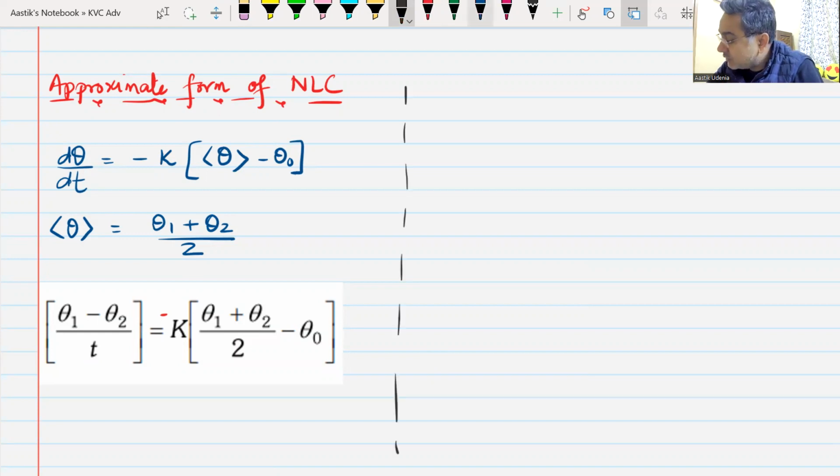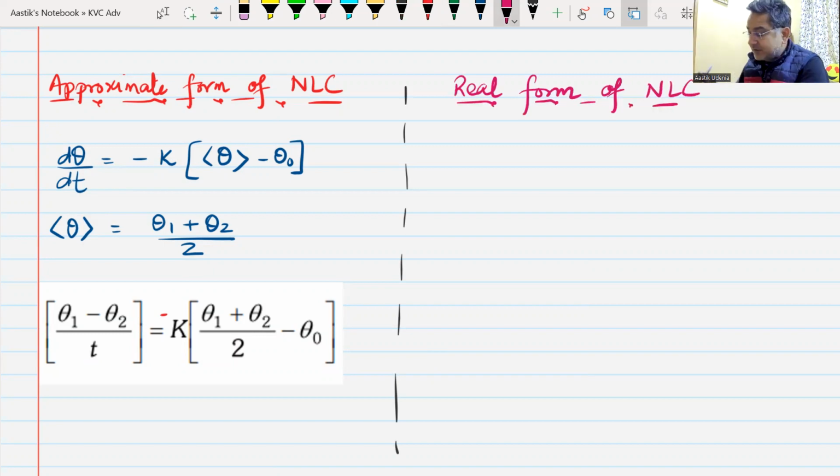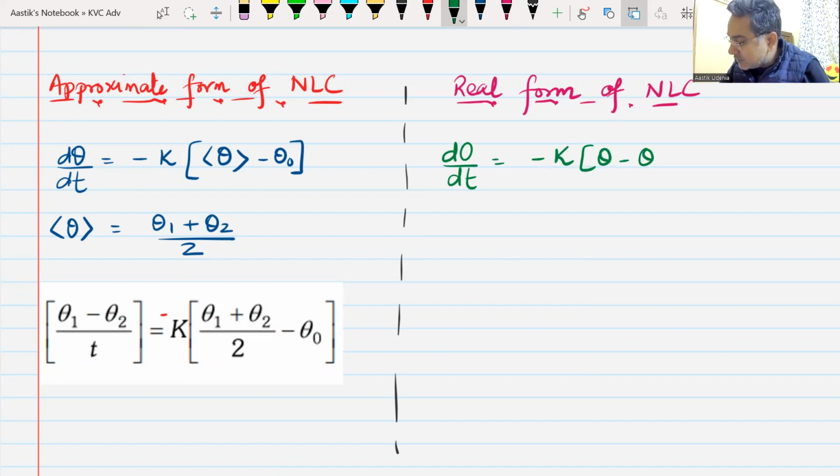You can also write the real form of Newton's law of cooling on this side so that you can compare. d theta by dt is minus k times (theta minus theta naught). When you integrate this equation, you will get theta equal to theta naught plus (theta 1 minus theta naught) e to the power minus kt.